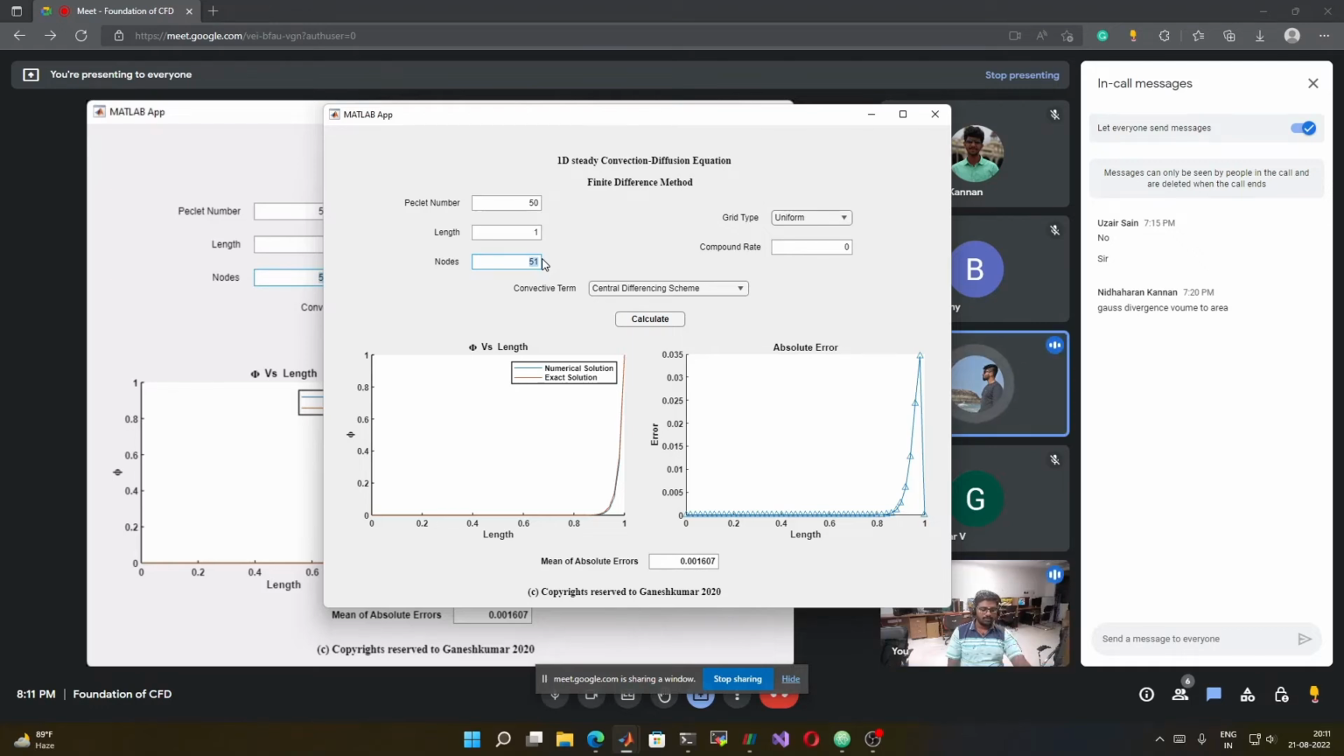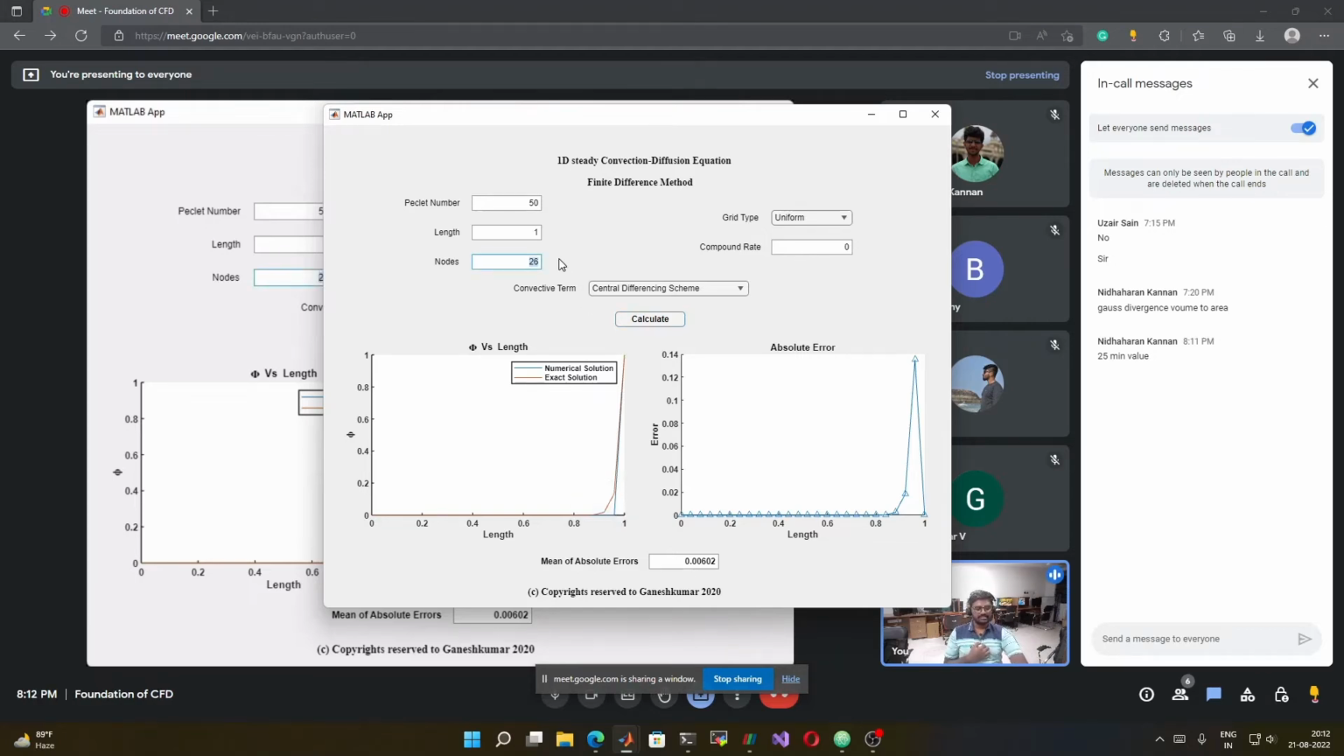Yeah, so that's true, right? So what you can do is you can write 25. If it is 25, what happens? Local Peclet number is equal to 2. Still you can get a solution, a good solution, I mean the physical solution.